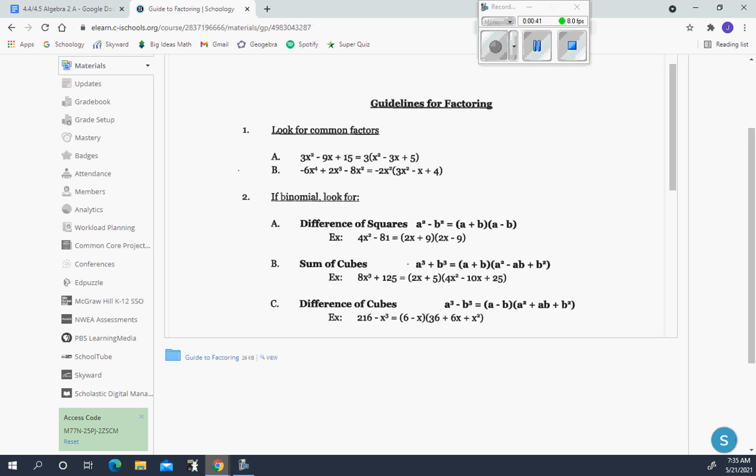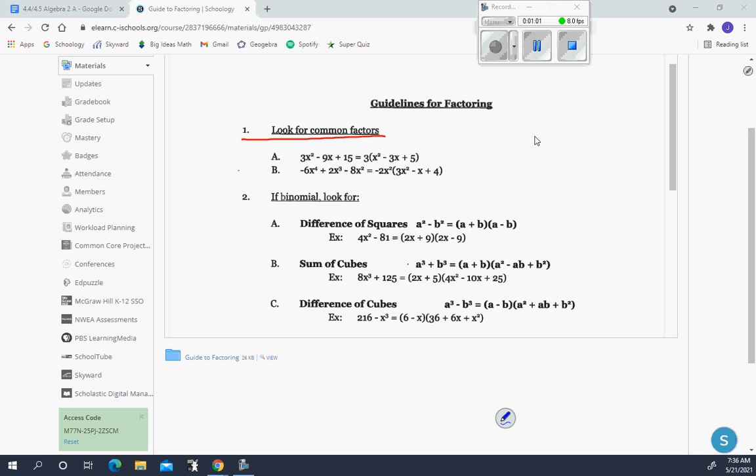Okay, factoring is a tougher concept that we struggle with. First one I want to look at is looking for common factors. Looking for common factors should be the first thing you do in any problem when you're solving for x. Look for common factors.